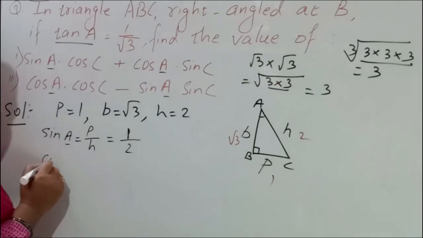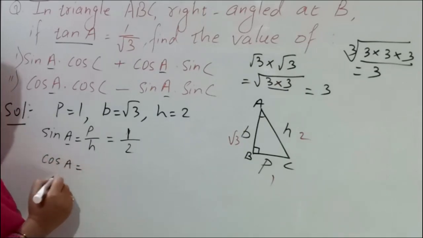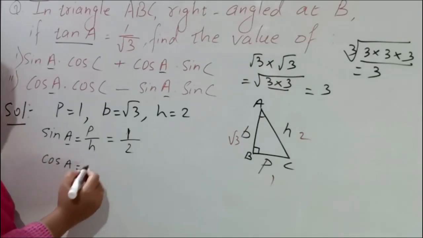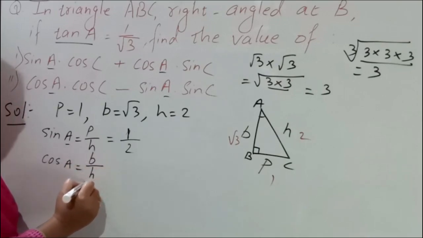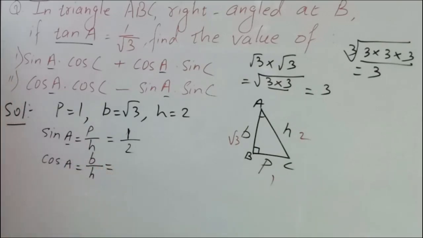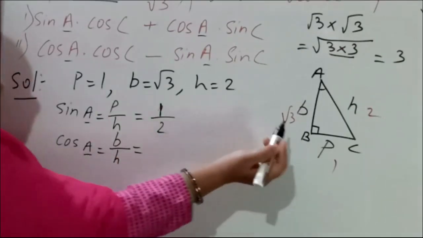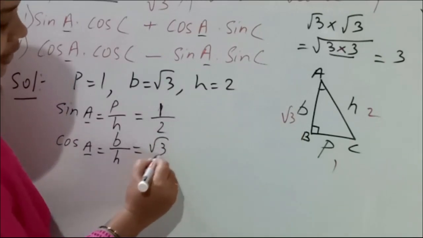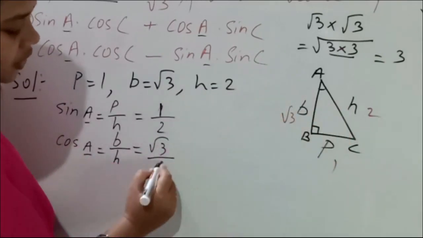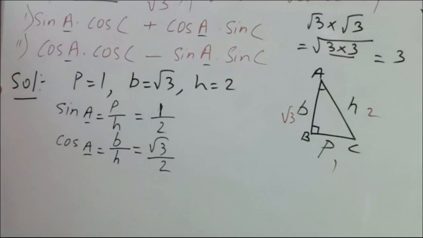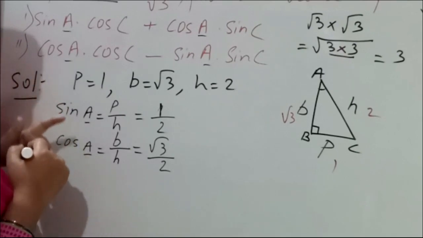Cos A, how much? Cos theta is equal to B by H, base by hypotenuse. If the angle of reference is angle A, then the base is root 3 and the hypotenuse is 2. So what values did we get? Sin A is equal to 1 by 2 and cos A is equal to root 3 by 2. These two values we got.